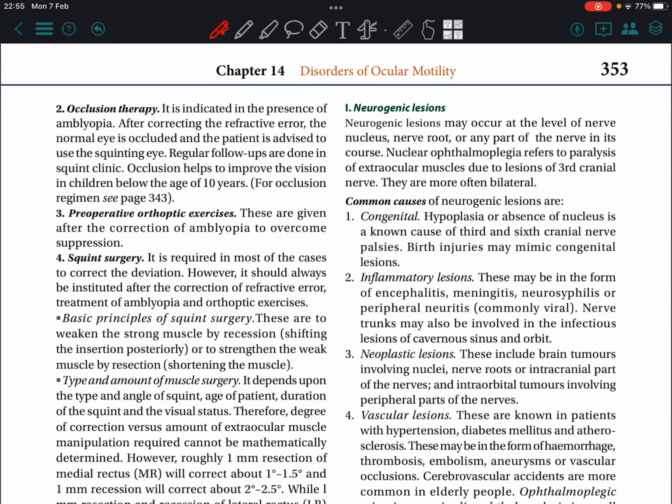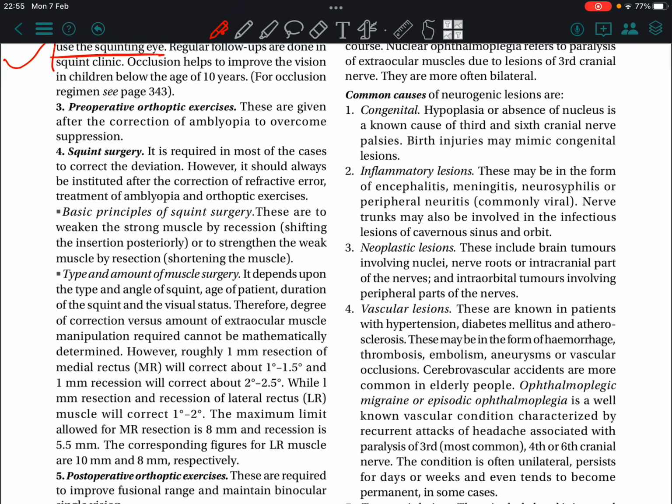Occlusive therapy, as indicated in the presence of amblyopia. After correcting the refractive error, the normal eye is occluded and the patient is advised to use the squinting eye. Regular follow-ups are done in the squint clinic. Occlusion helps to improve the vision in children below 10 years.